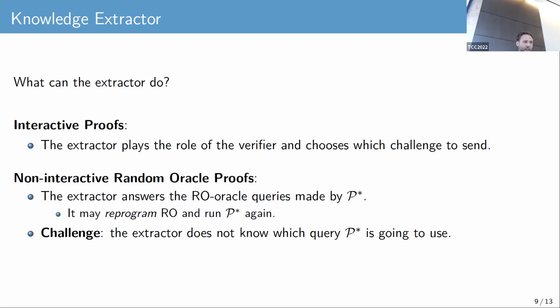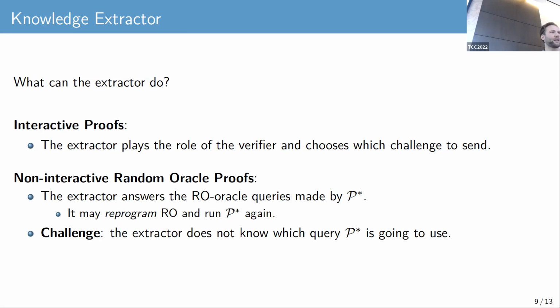In a non-interactive setting, the situation is a little bit different. When we look at these non-interactive random oracle proofs, such as the Fiat-Shamir transformation, the extractor can answer the random oracle queries of the dishonest prover P star, and it may also reprogram the random oracle, basically meaning that it runs the prover again for the same random oracle, but it reprograms one of its entries.